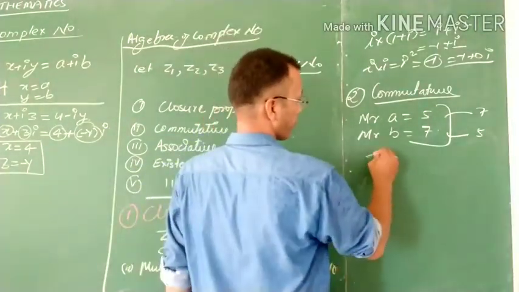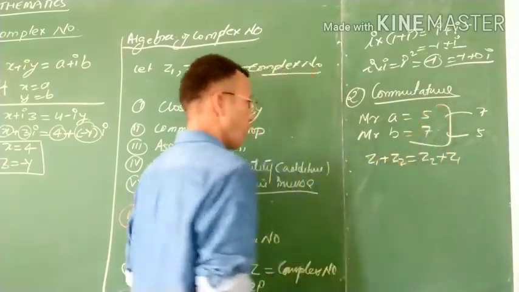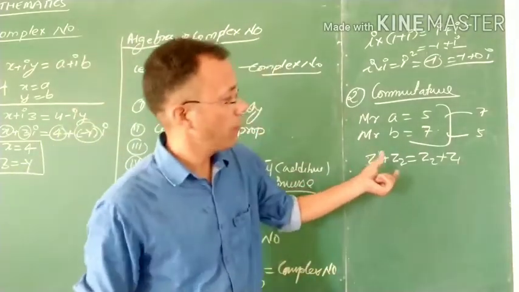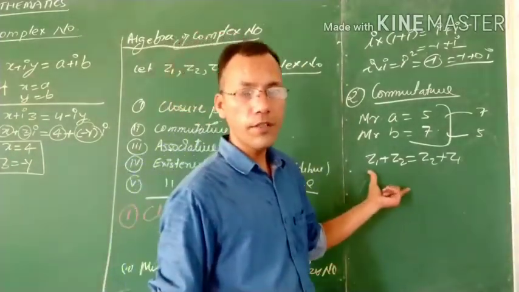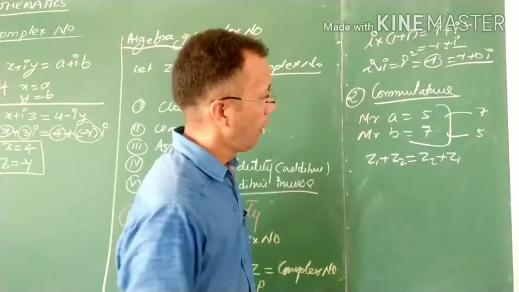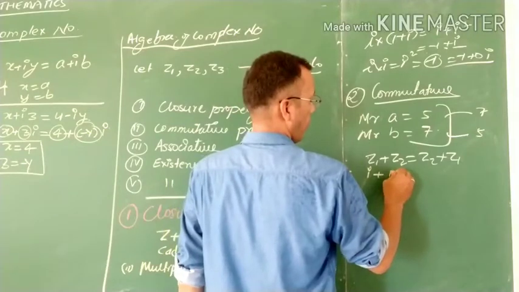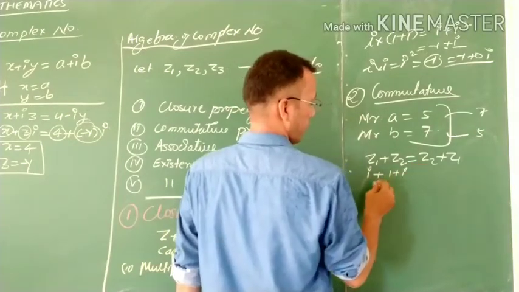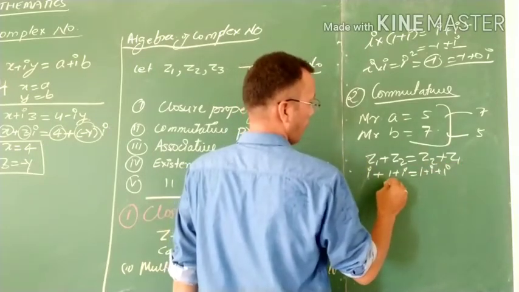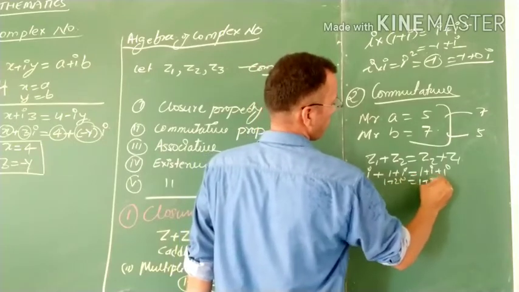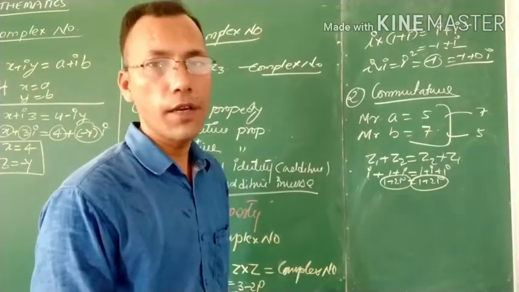Let's see this one. Z1 plus Z2 is equal to Z2 plus Z1. That means the commutative property. If I write Z1 first or Z2 first, then the answer will be the same and the answer does not change, right? Check it at home. I give the example: iota plus 1 plus iota is equal to 1 plus iota plus iota, which is equal to 1 plus 2 iota is equal to 1 plus 2 iota. That does not change whether the left hand side or right hand side.